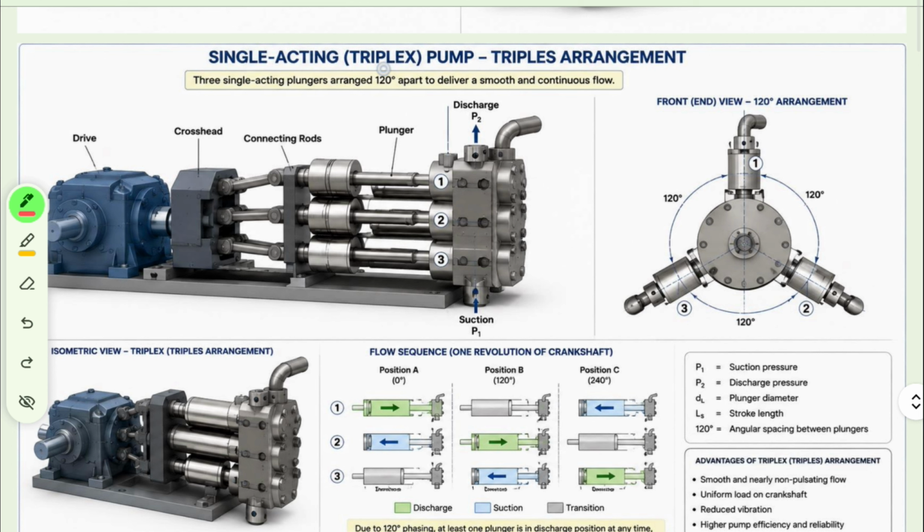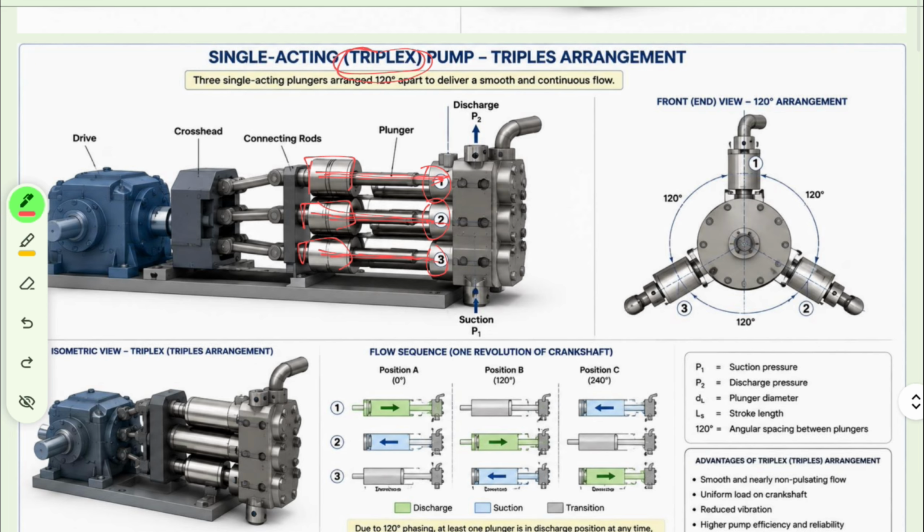So single acting, and it is also called the triplex pump. Why is it called a triplex pump? Just assume that single acting means there is one suction and one discharge. Remember this thing: one suction, one discharge. And triplex refers to the number of cylinders. As I told you, this is one piston, another piston, another piston. So 1, 2, 3, there are 3 cylinders arranged in parallel. So my question is, why do we require 3 cylinders?